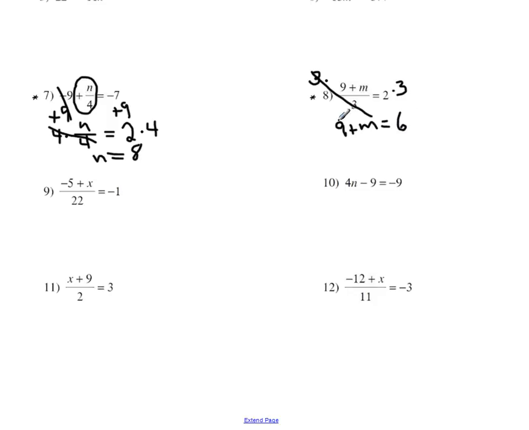Now we have addition going on. This is a +9. To undo +9, we subtract 9 from both sides. That cancels it out, leaving me with m equals -3.